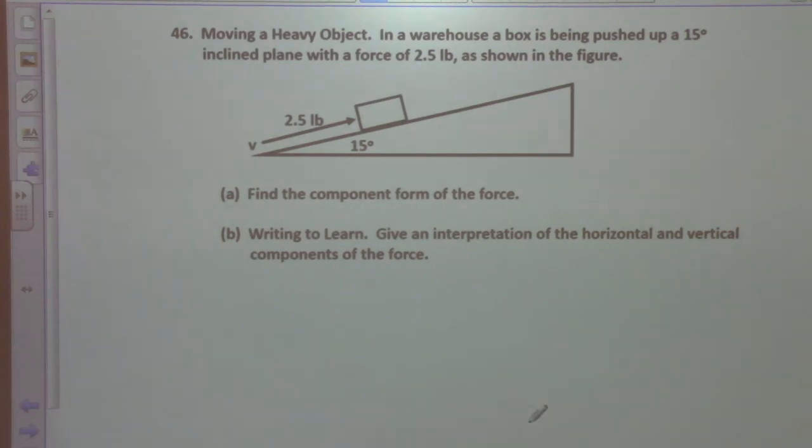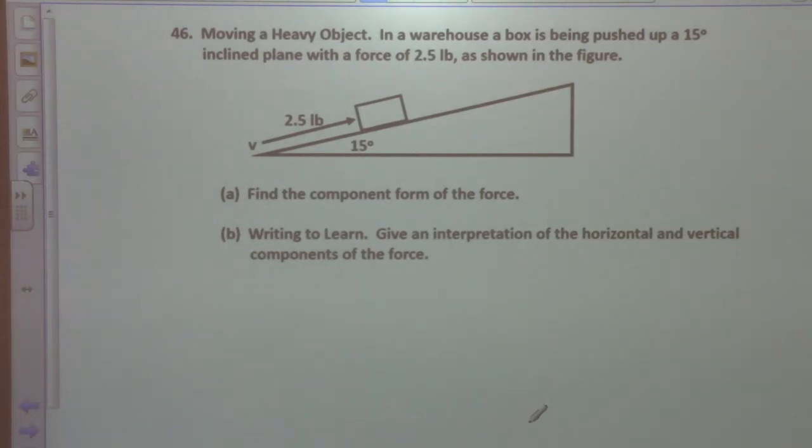And so I'm going to call on somebody to tell me component form. I have Riley not here. Get Riley out here. Okay.